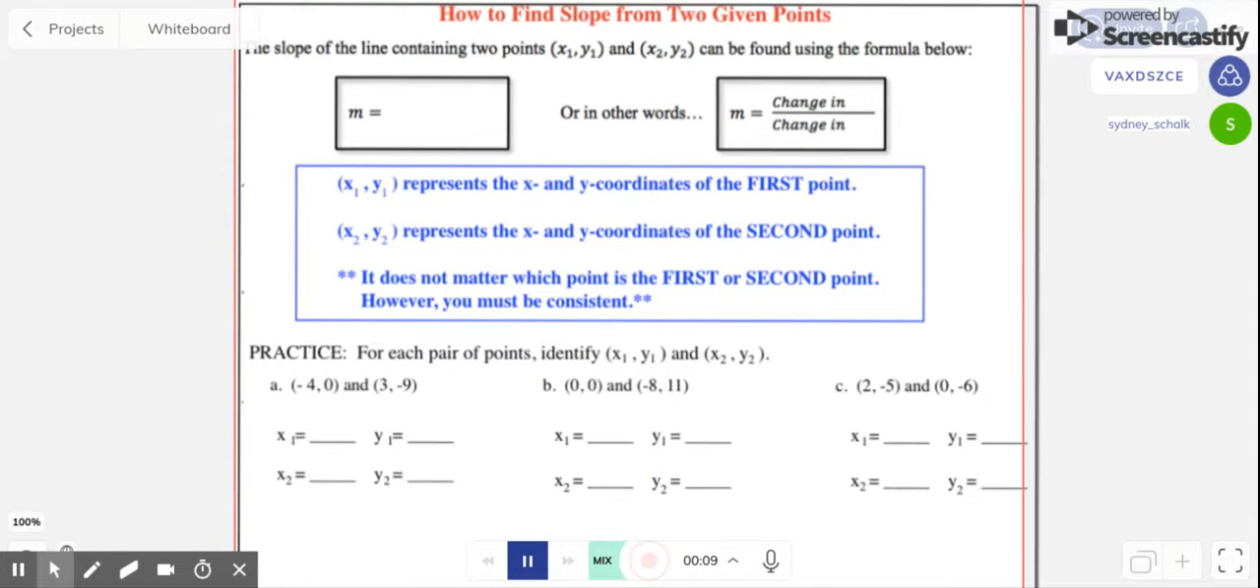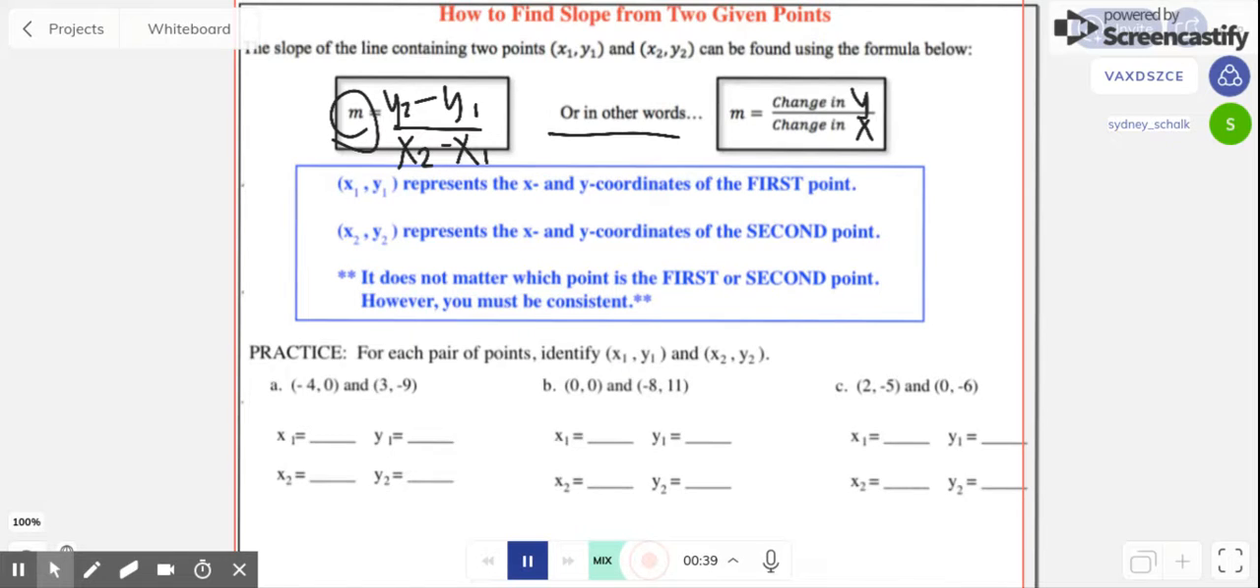So the slope of the line containing 2 points, (x1, y1) and (x2, y2), can be found using the formula y2 minus y1 over x2 minus x1. That means the same thing as m equals the change in y over the change in x. We're subtracting our y values, we're subtracting our x values, and that gives us our slope. Our slope, remember, has the variable m.